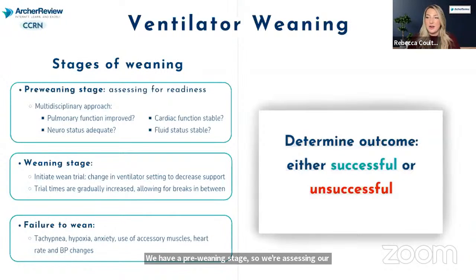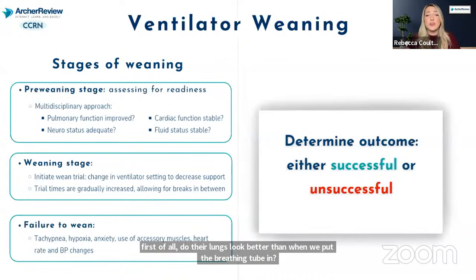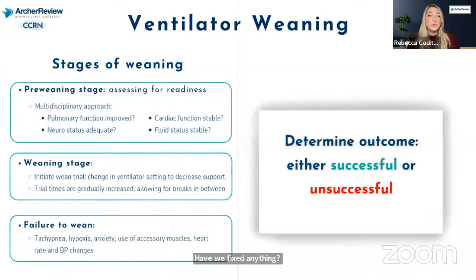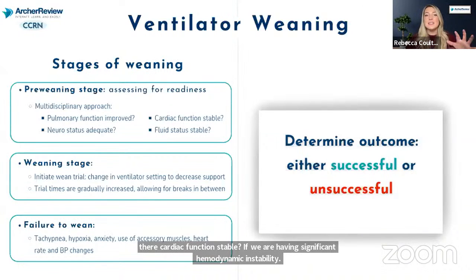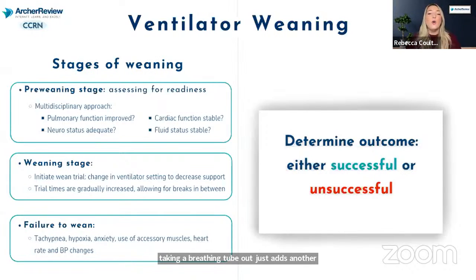And this is multidisciplinary. So first of all, do their lungs look better than when we put the breathing tube in? Have we fixed anything? Is their neurostatus adequate? Are they awake enough to protect their own airway, to take enough breaths per minute on their own? Is their cardiac function stable? If we are having significant hemodynamic instability, taking a breathing tube out just adds another variable to that whole status of that patient. And if the hemodynamics are not looking great, we're going to wait to extubate until we can get that a little bit more under control.